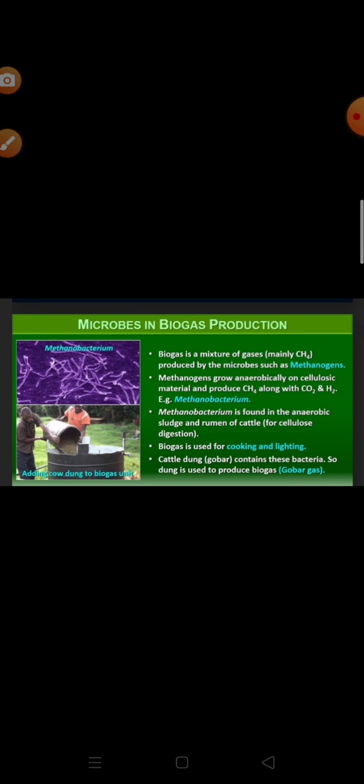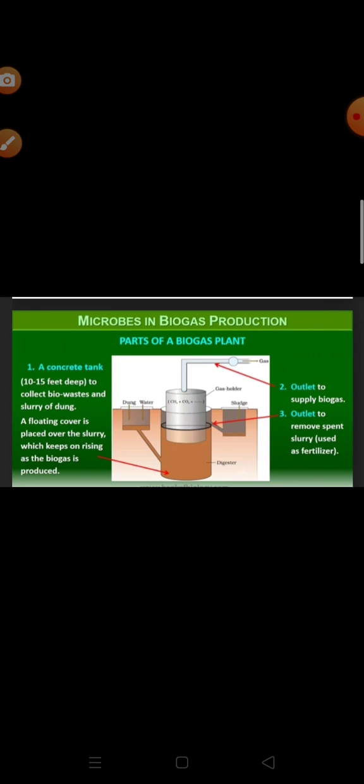Methanogens, particularly the methanobacterium, anaerobically break down the cellulosic material and form CO2 and H2 in anaerobic sludge in sewage treatment plants and also in the rumen of the cattle. What is rumen? I think you know rumen is a part of the stomach of the cattle and they provide nutrition to the cattle. Okay, and the Indian Agricultural Research Institute and Khadi and Village Industries Commission developed the technology of biogas in India.